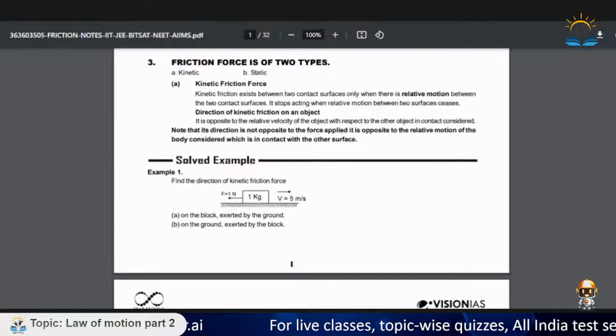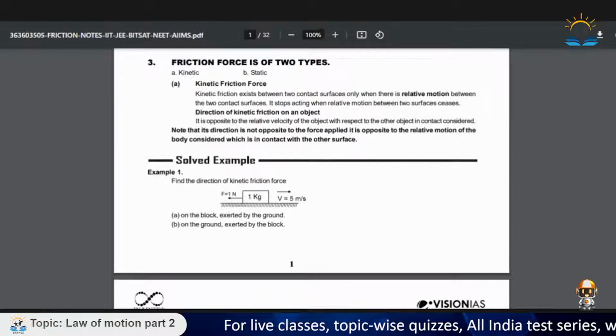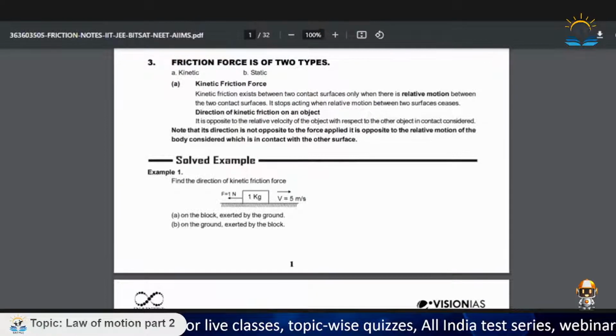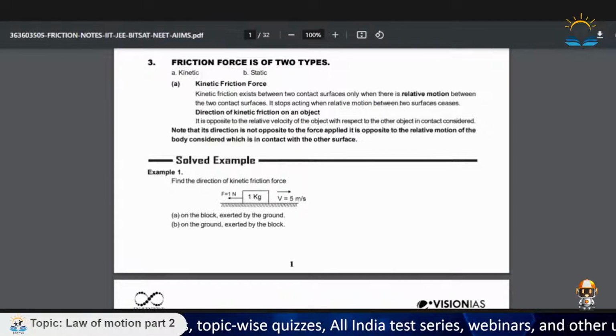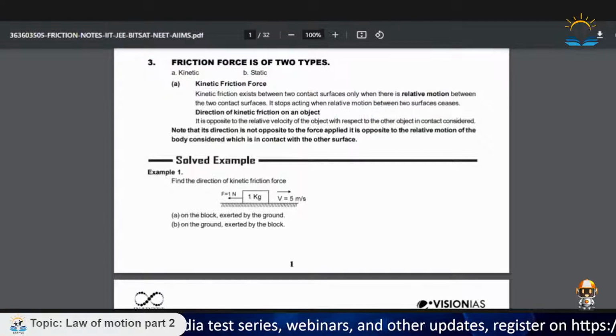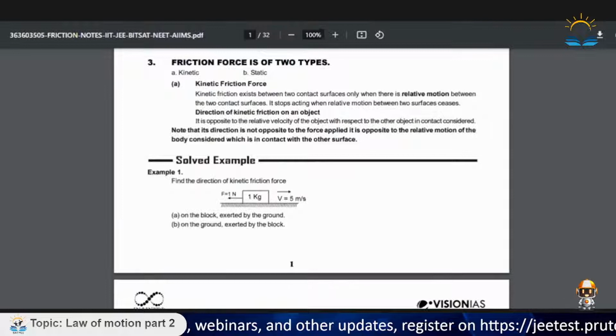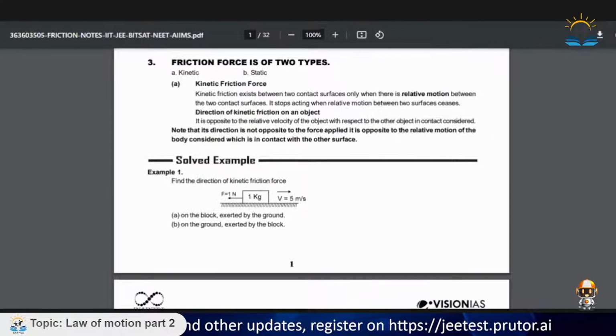But now, since no surface is a smooth surface, if the box is kept on a horizontal surface, and you are applying some force, say 100 newton, the box is not moving. Why? Because there is friction present between the surface of the box and the horizontal surface.